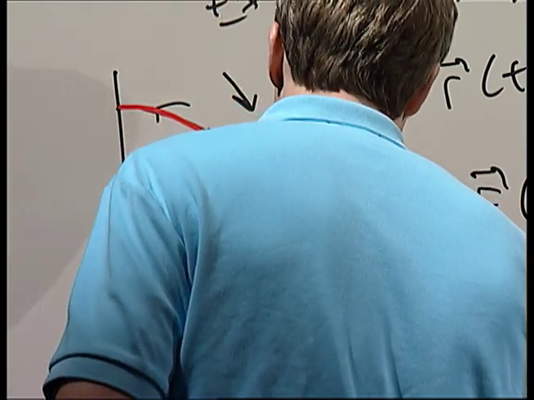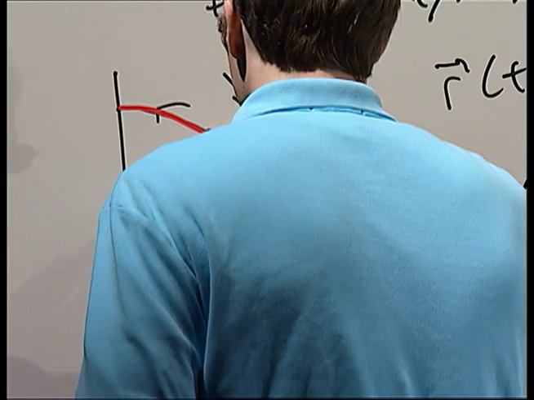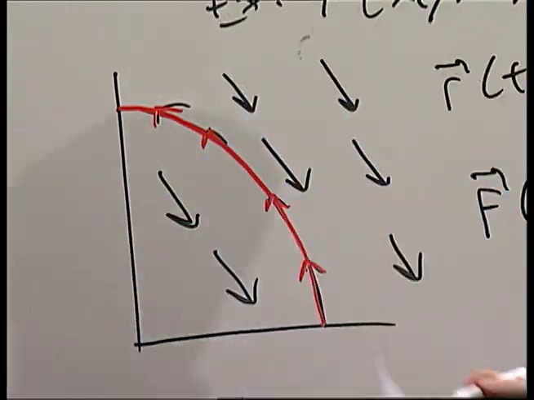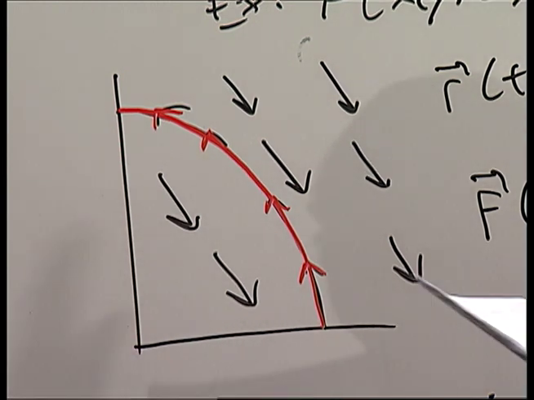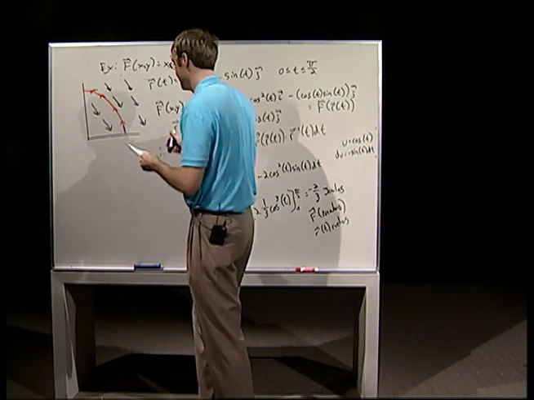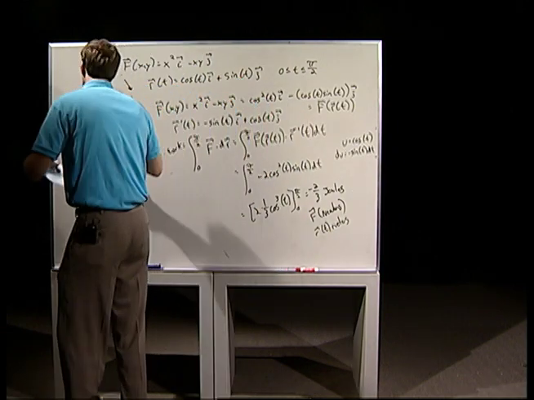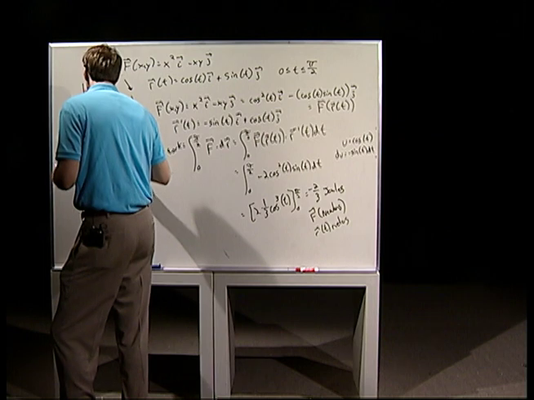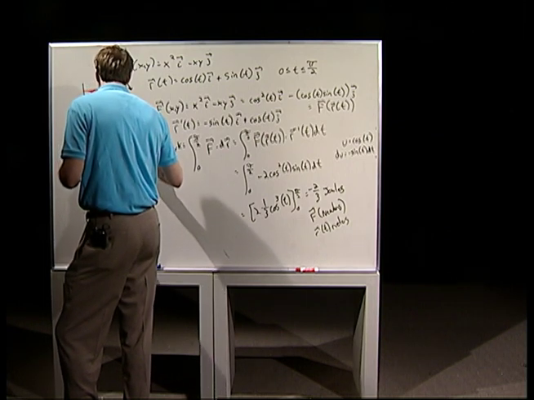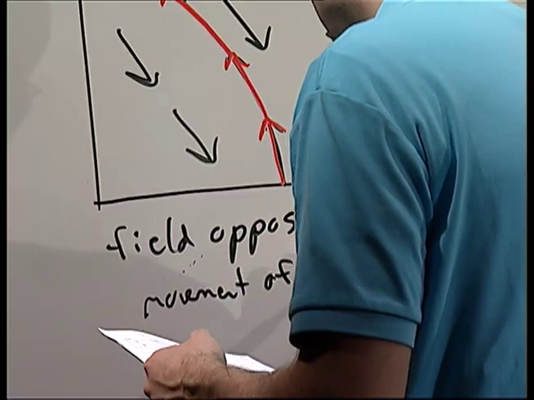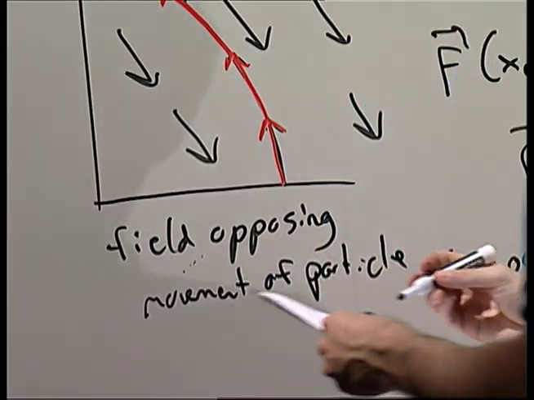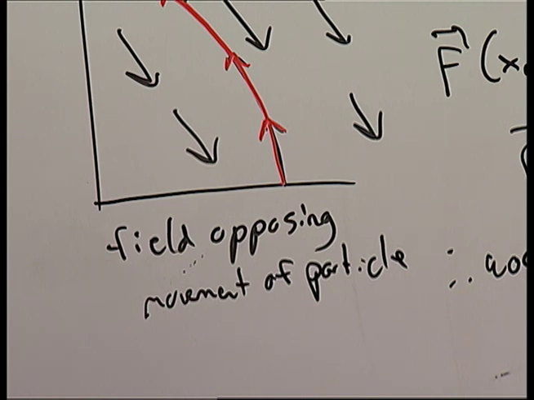Here's the quarter circle. You're going like that along the quarter circle. The force field is going like that, right? So the field is actually opposing the movement of the particle. The orientation of the curve is against the movement of the field, right?